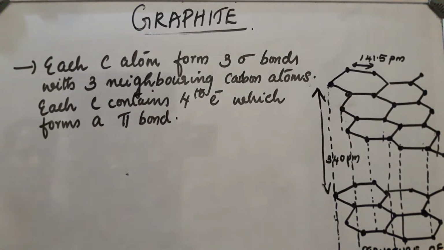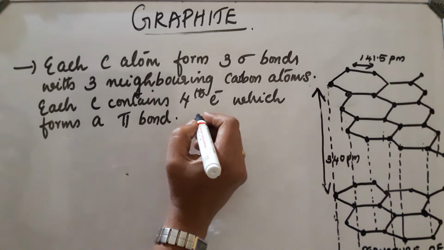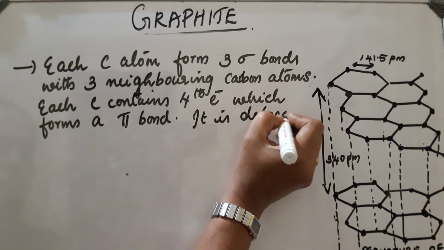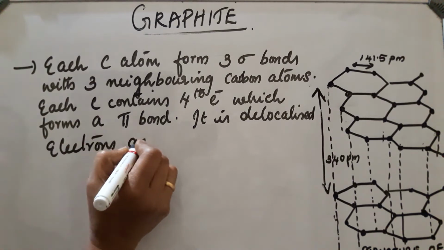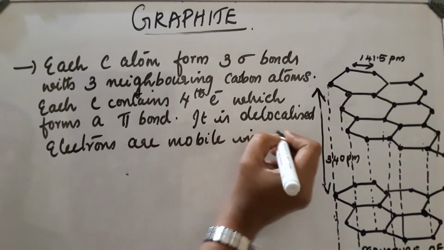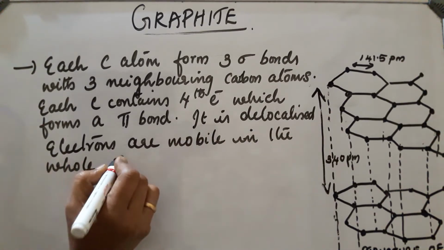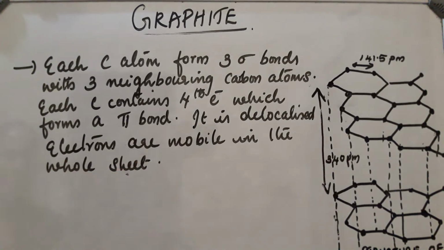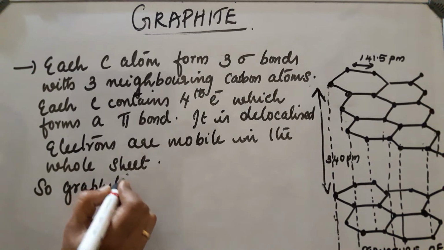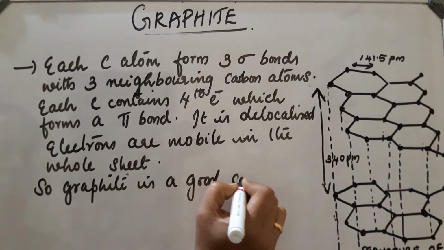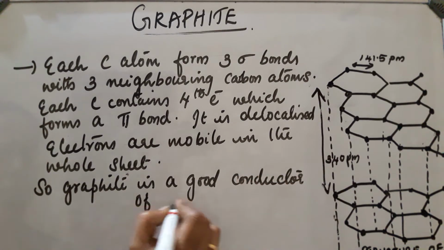So the electron is present in the p orbital of each carbon atom. These p orbitals overlap and form a pi bond, so we can say it is delocalized. Electrons can jump from one p orbital to another, and electrons are mobile in the whole sheet. Due to this property, these electrons are easily movable, so we can say graphite is a good conductor of heat and electricity.